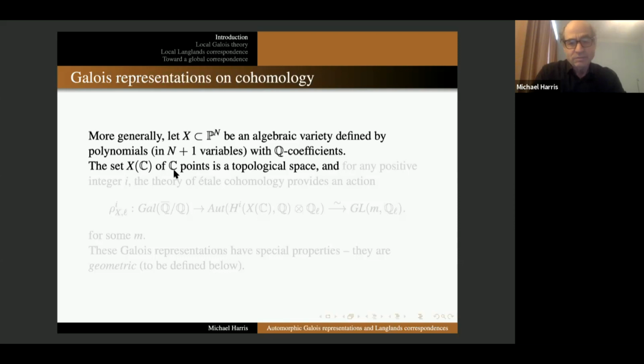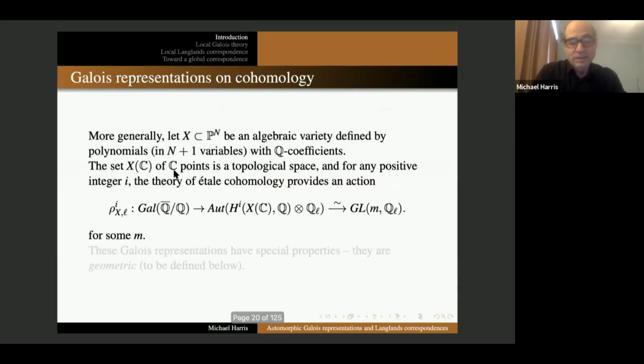And for any positive integer I, the theory of étale cohomology provides an action on this rational cohomology when you tensor it with QL, and you get a homomorphism, we'll call it rho I XL, into the automorphisms of some vector space. Let's say this is an L-adic vector space, and it is a vector space of dimension m.